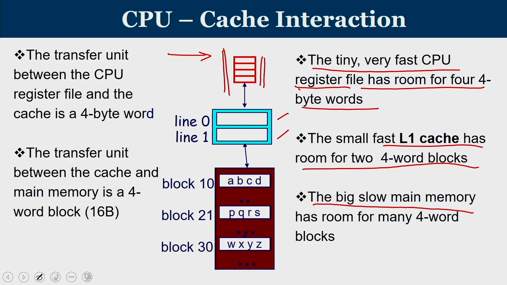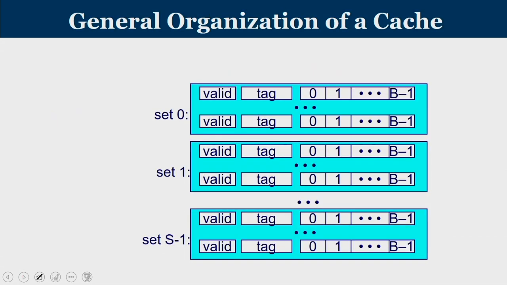Main memory is big, but it is slow. It has room for many four-word blocks like what you have. We have seen that the transfer unit between the CPU register file and the cache is 4-byte words, whereas the transfer between cache and main memory is 4-word blocks. Let us now look into the general organization of a cache.